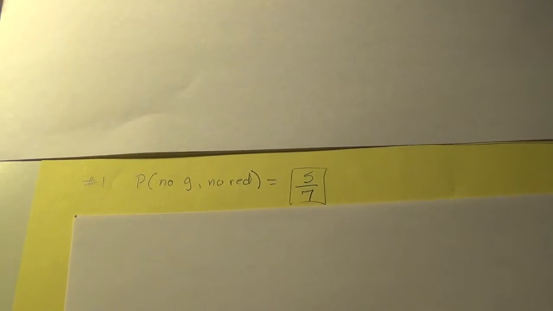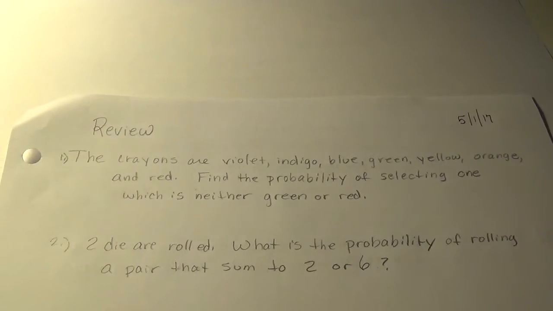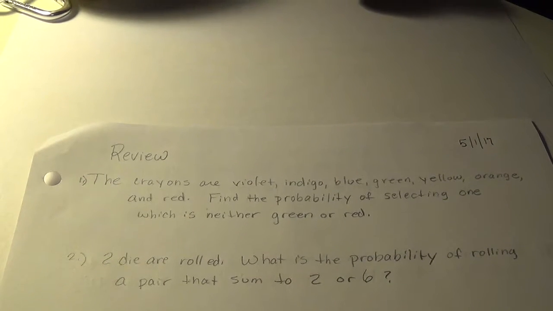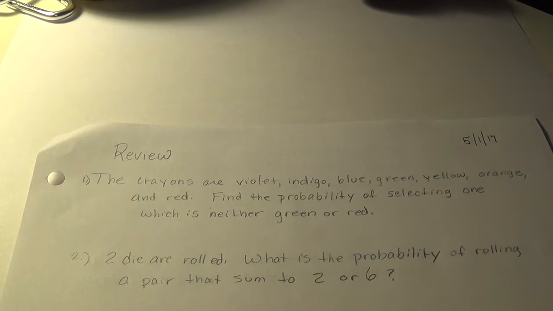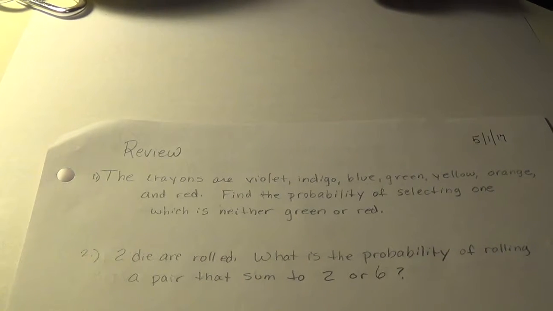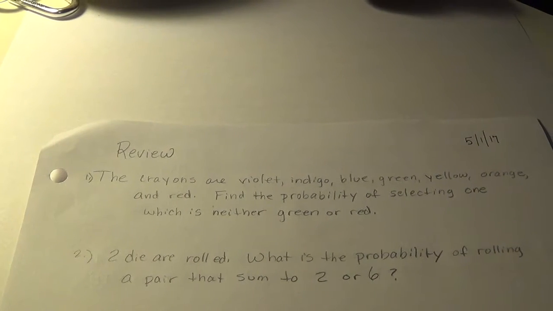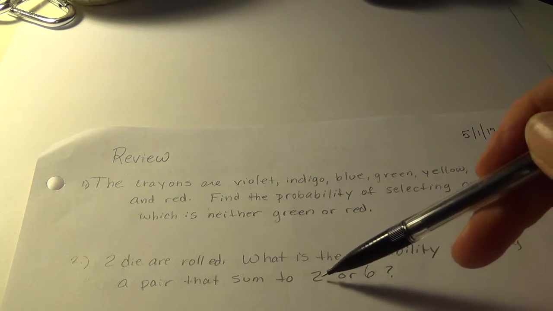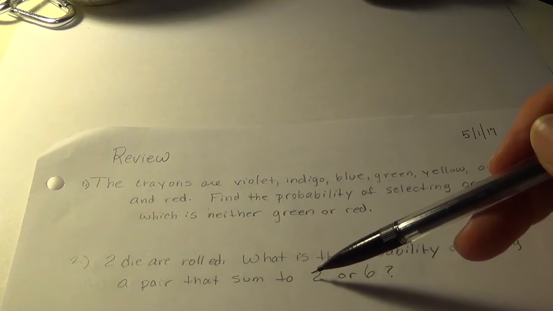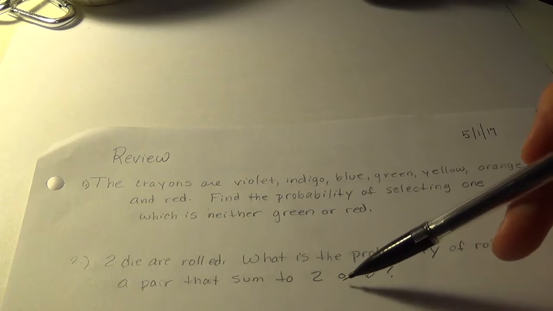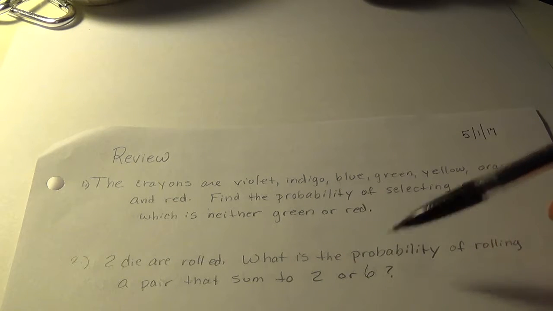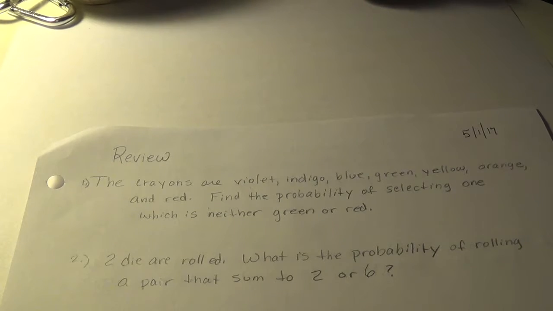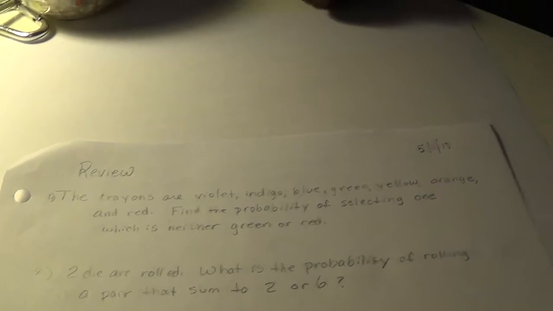All right, number 2. 2 dice are rolled. What is the probability of rolling a pair that sum to 2 or 6? The word or between 2 and 6 means to find the probability of rolling a 2 and add it to the probability of 6. Or tells us to add. So we need that little chart, which I just allowed to peek at you.